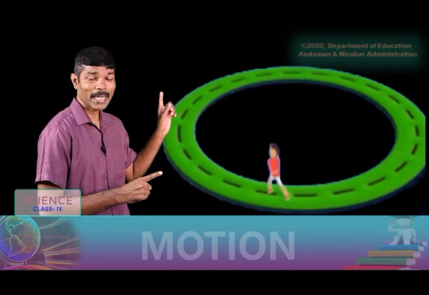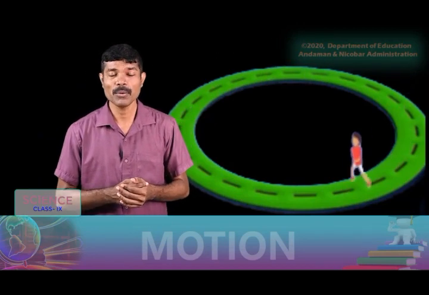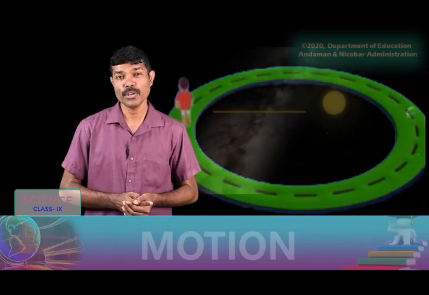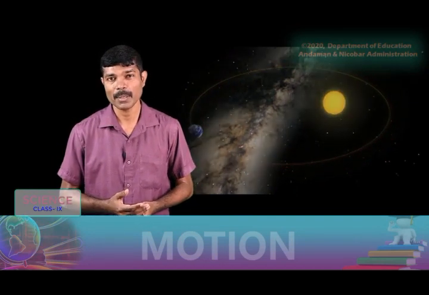So the object which follows a circular track or circular path, the uniform motion in a circular path is said to be uniform circular motion. So the object which moves uniformly in a circular path, we call such motion as uniform circular motion. Now we try to understand how the object is moving in a circular path. About that we will see.